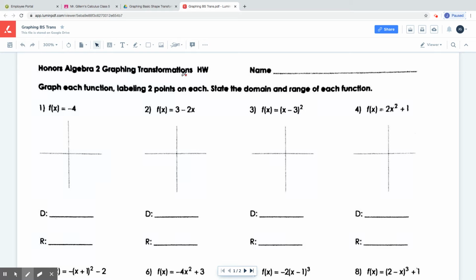All right, so we are going to take the basic shapes that we discussed yesterday. There were 9 of them yesterday. All right, and we are going to do slides and flips with them.